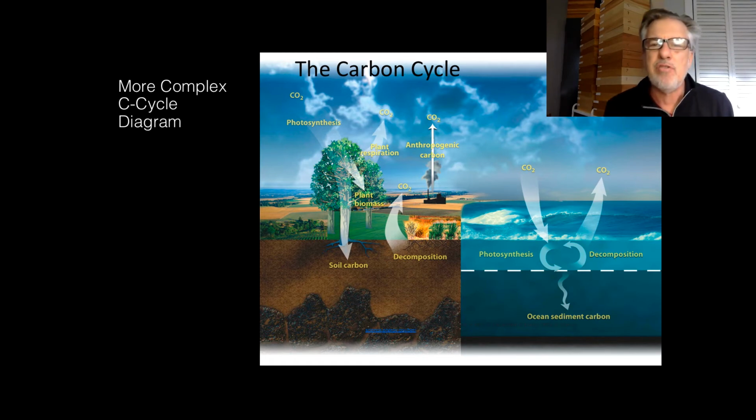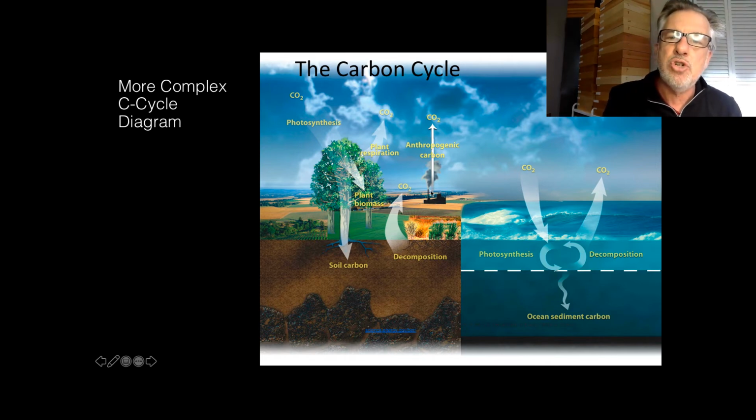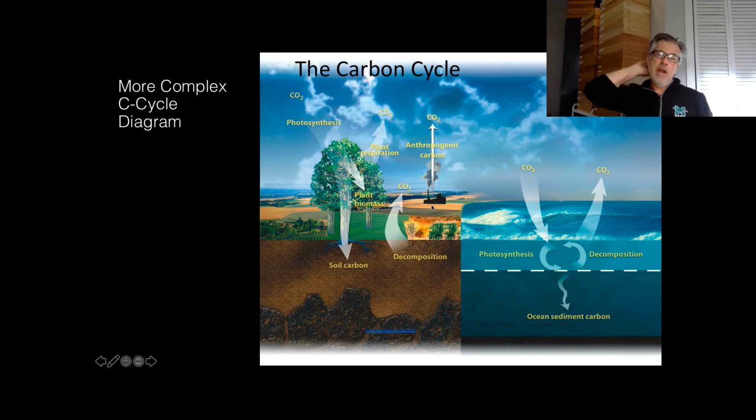What I like about this one is it gives equal emphasis to the ocean. Once again, you can see photosynthesis and plant biomass and then plant respiration. Notice this one completely omits the animals. They are just considered minor compared to plant respiration and decomposition. This one also shows anthropogenic carbon. You should know that word, anthropogenic, meaning caused by human beings.